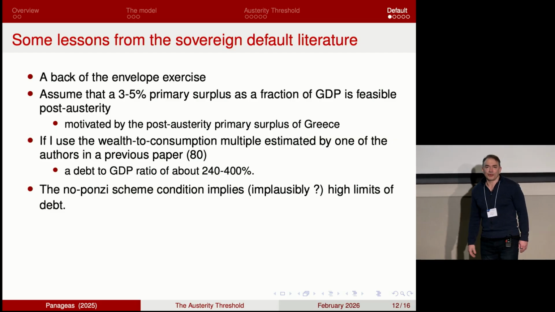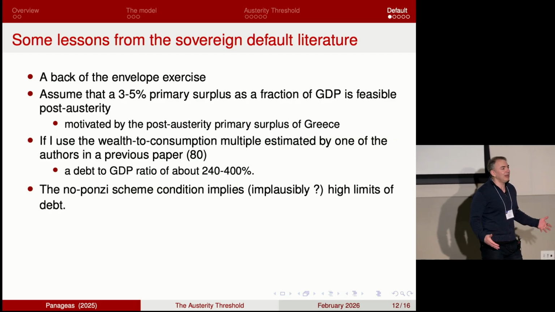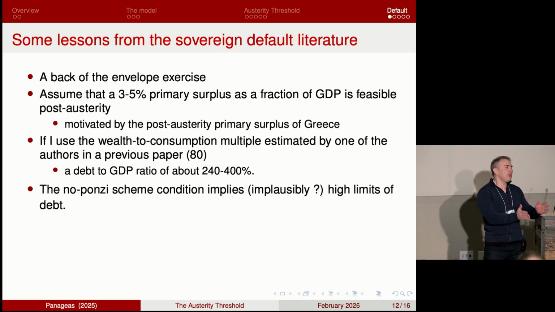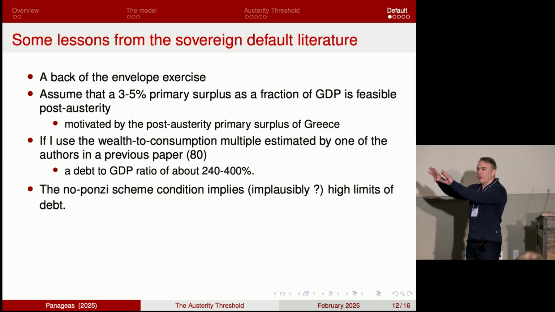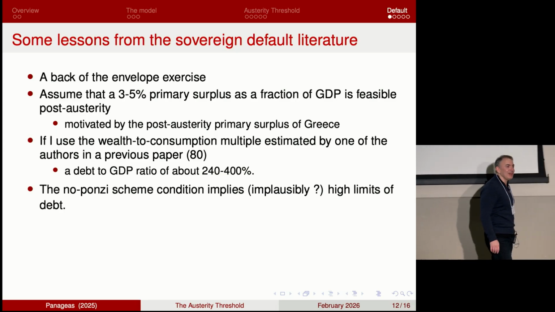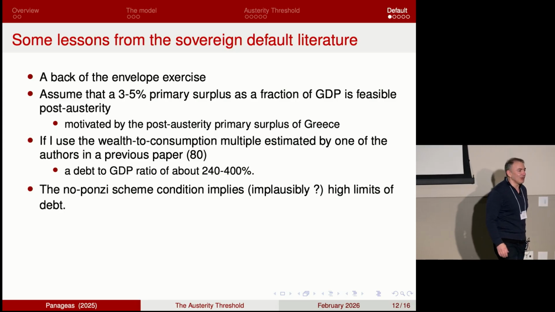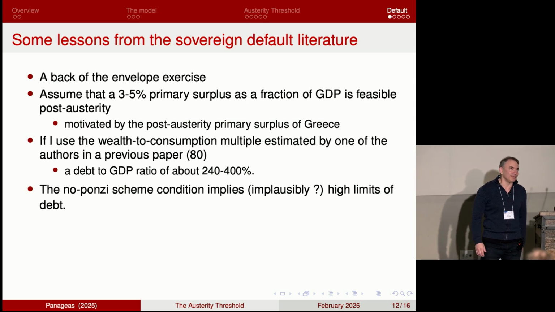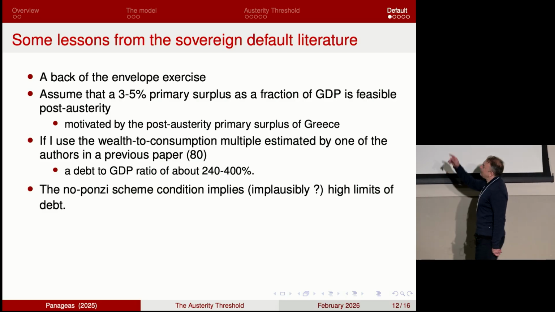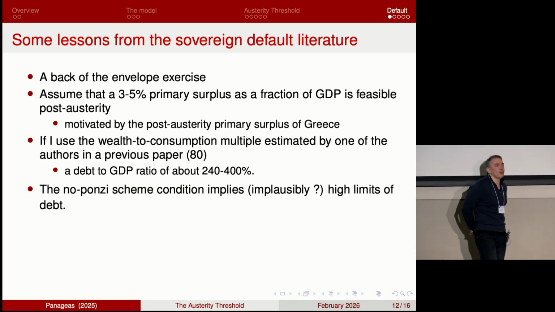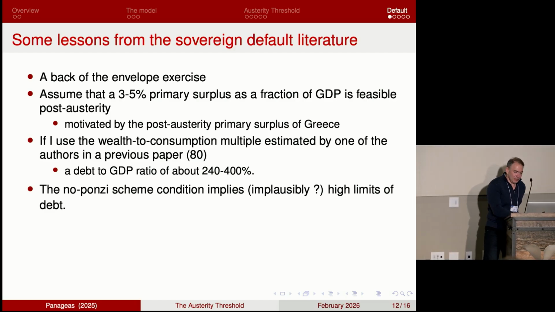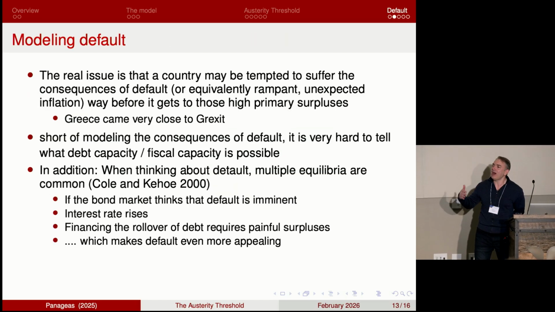Now, if you take that number and you do the following back of the envelope, which is what is the debt to GDP ratio that the country can sustain if I'm not going to go all the way to 5, say 3 to 5% primary surpluses on average in the long run. I'm going to take a number from one of the authors of the paper, where they said many, many years ago that the wealth to consumption ratio was 80. Multiply the two, you get ridiculously high levels for what would be a sustainable debt to GDP ratio. So that condition actually, in some sense, always gives too high debt capacities.